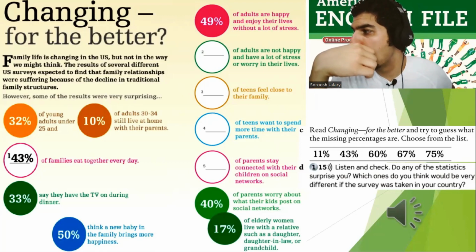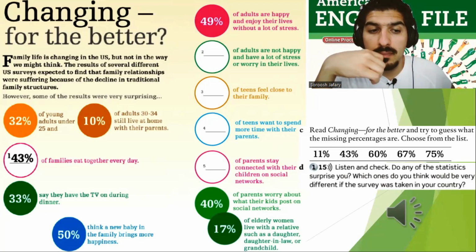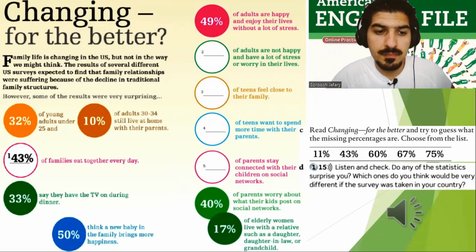32% of young adults under 25 and 10% of adults 30 to 34 still live at home with their parents. 43% of families eat together every day. 33% say they have the TV on during dinner. 50% think a new baby in the family brings more happiness. 49% of adults are happy and enjoy their lives without a lot of stress.